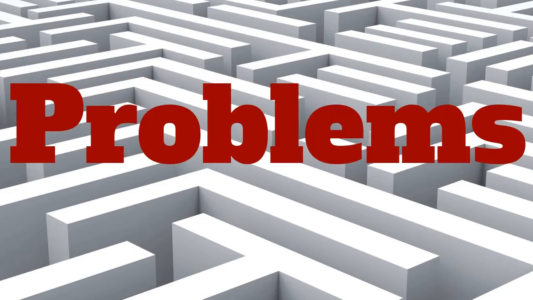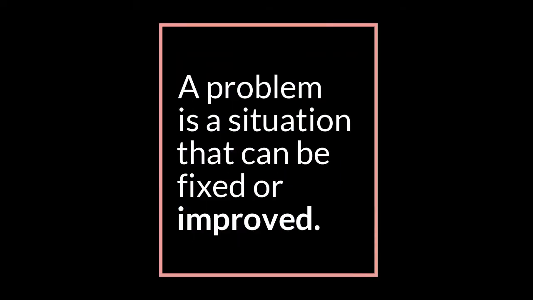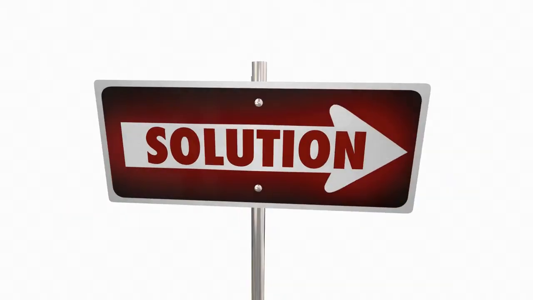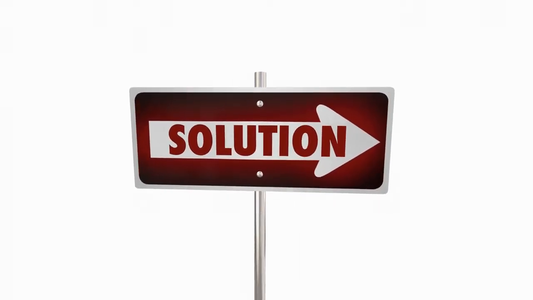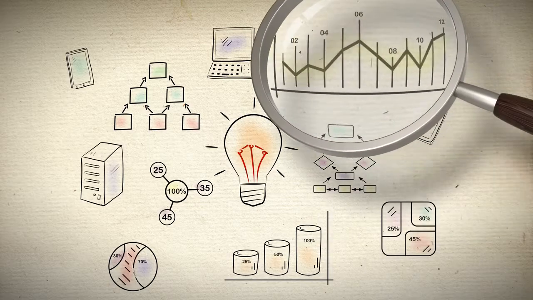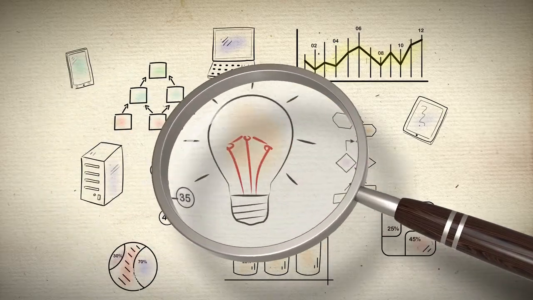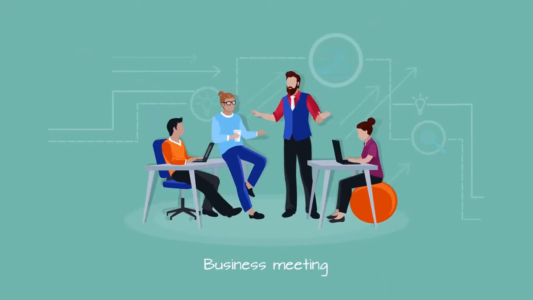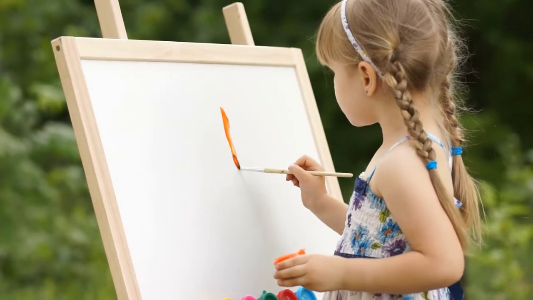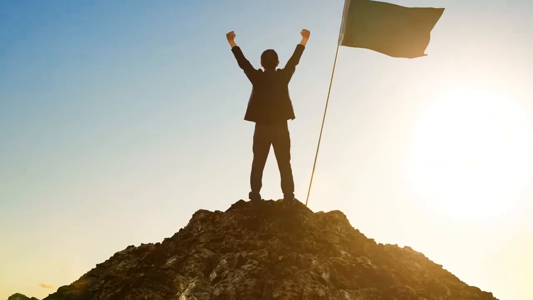For now, let's just say that a problem is a situation that could be fixed or improved. We solve problems all the time, but we don't often think about how we're solving problems. Having a strategy or a process to approach lots of different kinds of problems can make you a more thoughtful, creative, and successful problem solver.